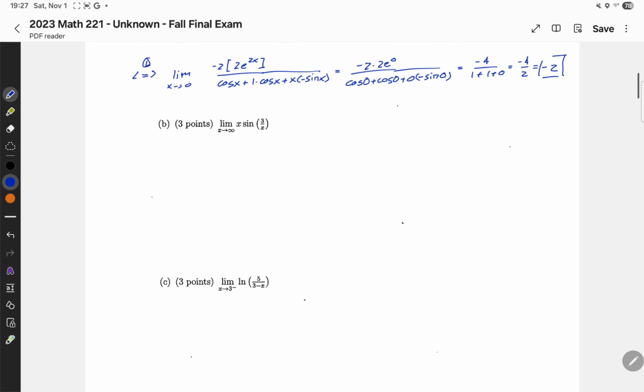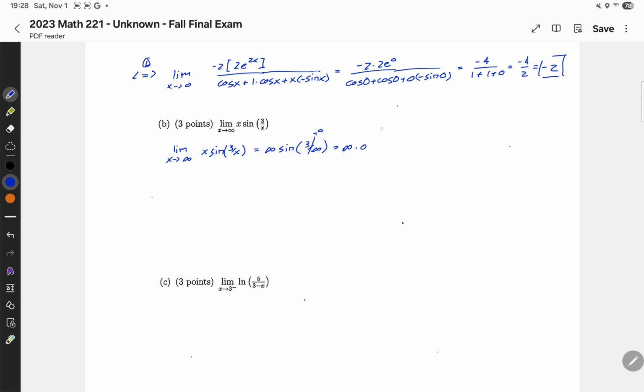Moving on to part B, we have the limit as x approaches infinity of x sine of 3 over x. To get started, let's just write this out. We have the limit as x approaches infinity of x sine of 3 over x. First step again, let's just plug in infinity and see what we get. We're going to get infinity times sine of 3 over infinity. This term just goes to 0. Sine of 0 is 0, so we're just going to get infinity times 0, just like this.